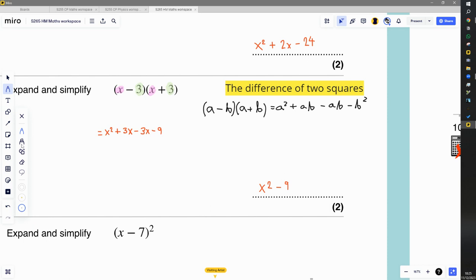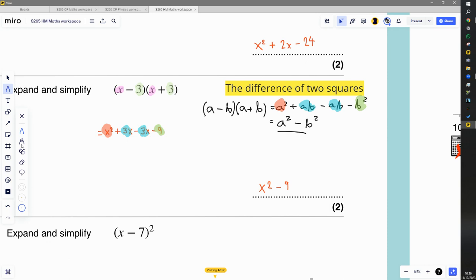Now, I'm just going to highlight some of these terms so we can see what's similar. So there's the first term. And then here's the second term. And that's the same term again, but one's a plus and one's a minus. And then we've got the final term there. So these two terms, when we do this kind of equation, they always cancel out. We have an a squared minus b squared.